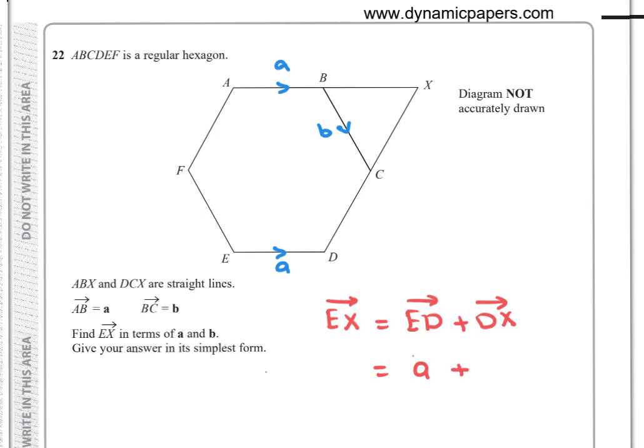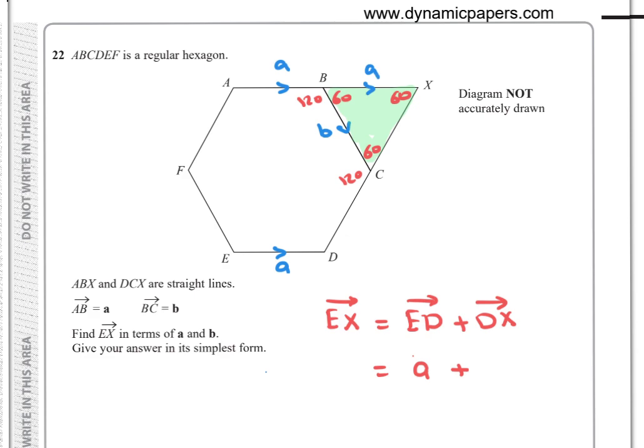Now look at this triangle, triangle BXC. This triangle is an equilateral triangle. Because we have a regular hexagon, the measure of each angle equals 120. If this angle is 120, this angle is 60, and the same on the other side, 60, 60. So we have an equilateral triangle, so the sides are equal. If the distance AB is the same as distance BX, in the same direction, you can deduce that BX is vector a.